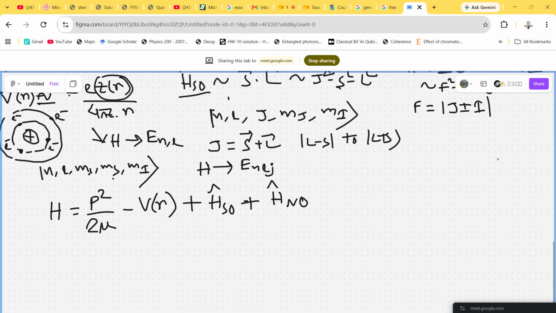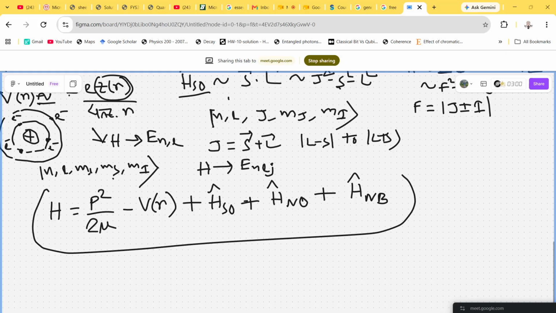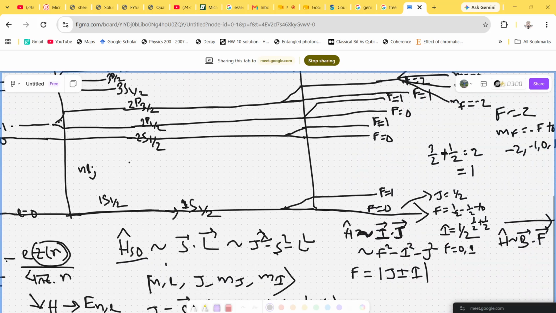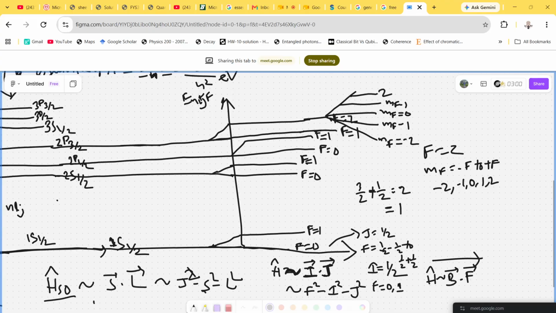And further they said if you want to lift the F degeneracy, you apply an external magnetic field, so you add the interaction between nuclear spin and external magnetic field B. So this is your complete Hamiltonian now for an atom. That is how in any atom you get all the states.